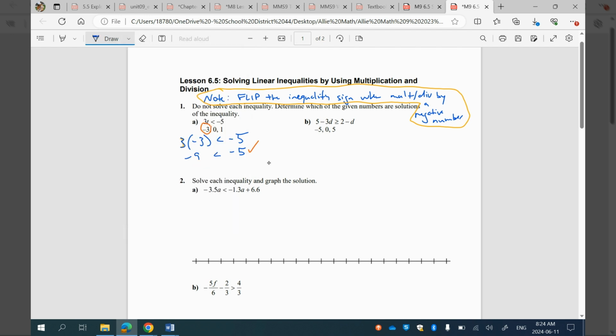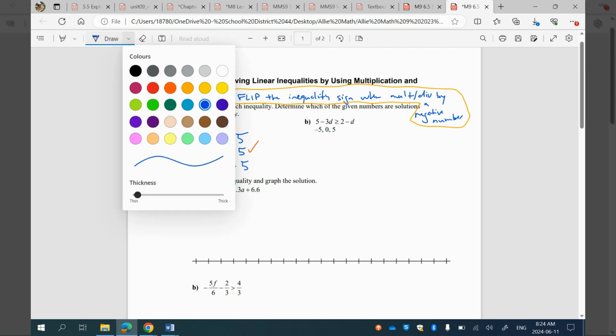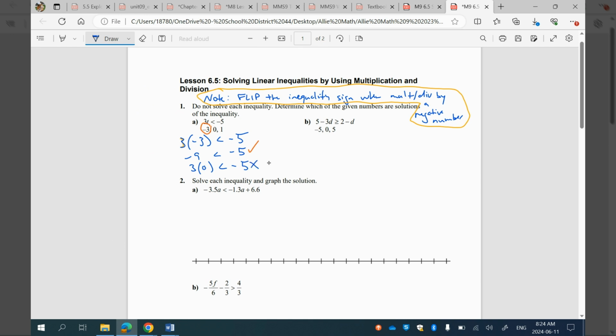Okay, let's try 0. Does 3 times 0 be less than negative 5? So is 0 less than negative 5? No, this is more than negative 5, so that does not work. And our last one, 1, so 3 times 1. Is that less than negative 5? No, 3 is greater than negative 5, so that doesn't work as well. So that's a no, that's a no. There you go.